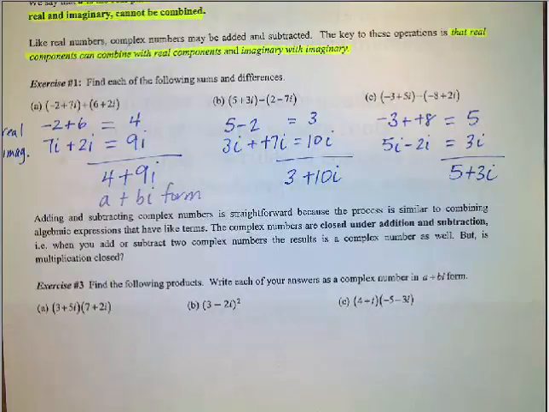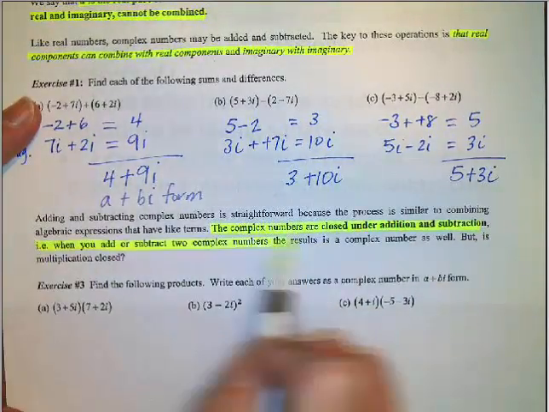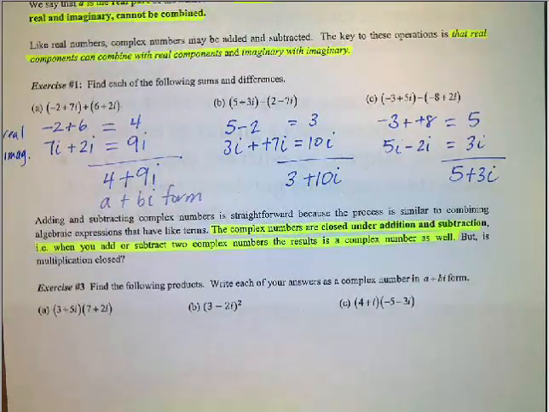Now, adding and subtracting complex numbers is straightforward because the process is similar to combining algebraic expressions that have like terms. Exactly. The complex numbers are closed under addition and subtraction. For example, when you add or subtract two complex numbers, the result is a complex number as well. So that's very important for you to know. But is it closed under multiplication?